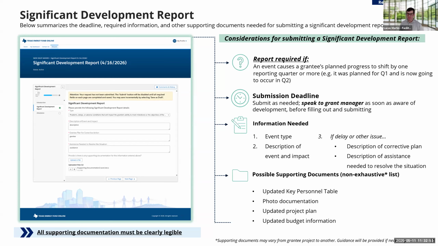So if someone is leaving your office and they've been your point person for X, Y, or Z, and now you're going to be delayed, it could be an updated key personnel table. It could also just be photo documentation of what occurred. I know a lot of flooding has occurred over the last 12 to 13 months, where if your project area has been wiped out, or hopefully that doesn't happen, but if it does, this would be the venue for you to provide that documentation or information.